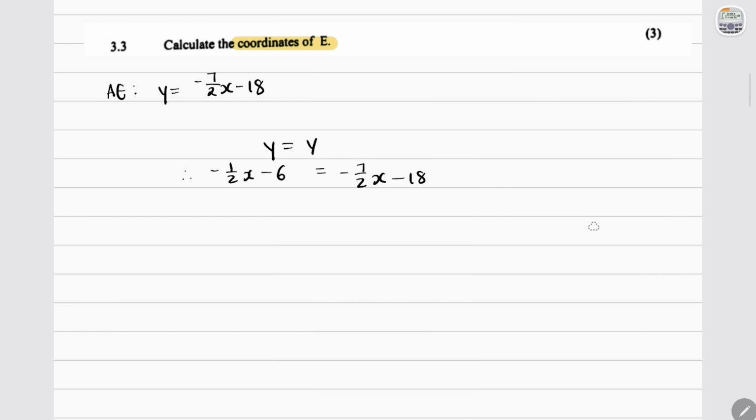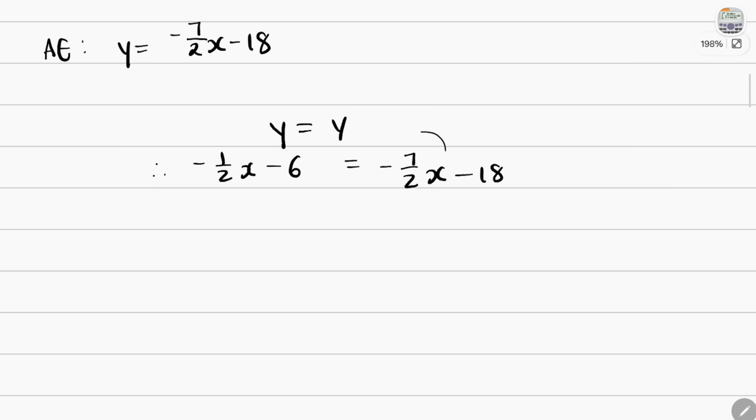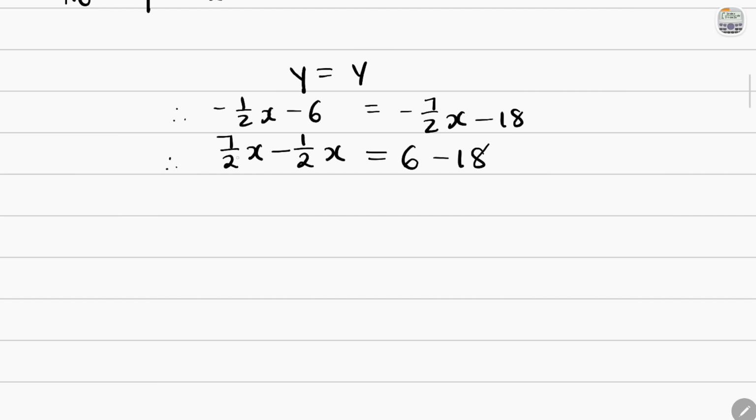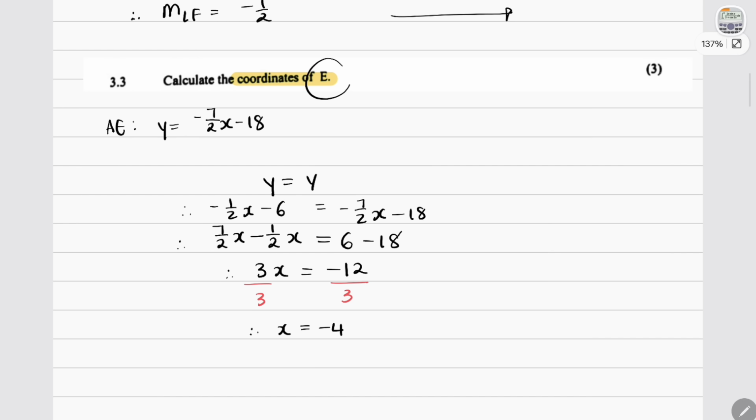So here we are. And then I'm going to take this over, bring this over and it becomes positive. So now I have positive 7 over 2x minus, and this is still negative, 1 over 2x is equal to, and take that over, it becomes positive 6, and we have minus 18. So 7 minus 1 is 6, and 6 over 2 is 3. So 3x is finally equal to 6 minus 18. We have negative 12. Then divide both sides by 3, and x is therefore equal to negative 4. So we found the x value of the coordinate E.